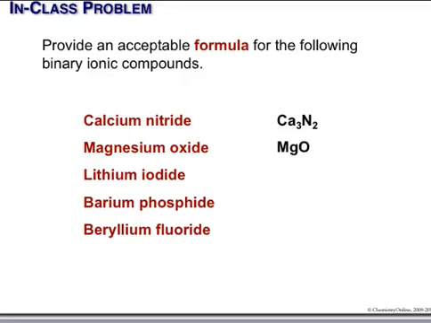Lithium is a group 1 metal. It will form a +1 cation. Iodine is a halogen. That's group 7. Therefore, it will pick up 1 electron, -1. This is simply LiI. Lithium iodide.